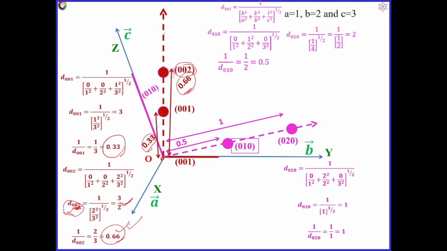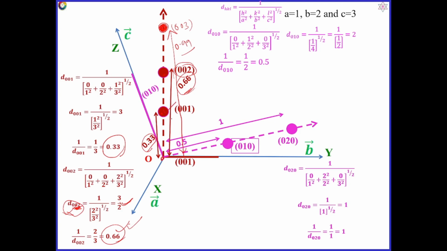0.66. Likewise, suppose we consider the 003 plane, then it will be located at a distance from the origin. How much distance? Here 0.33, 0.66. This distance will be 0.99. So likewise, we are going to get the lattice points of the set of planes.